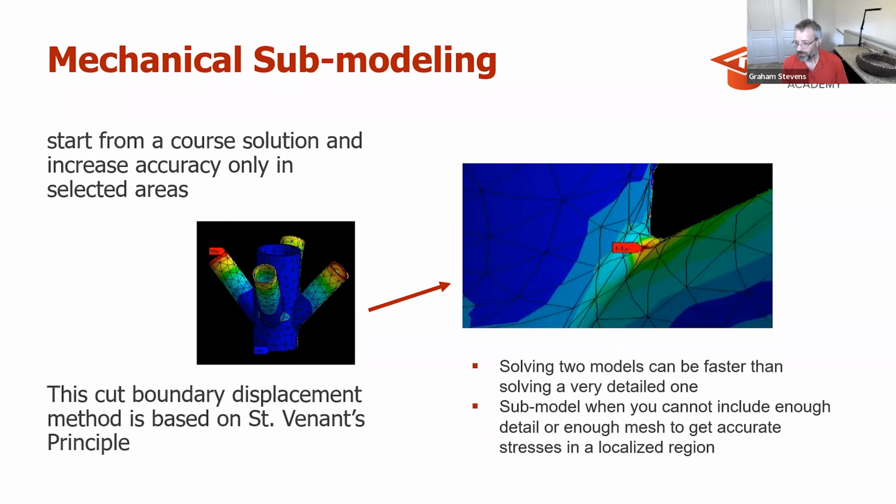And you want to submodel when you cannot include enough detail or enough mesh to get accurate stresses in a localized region, which is another use for submodeling. And as you dive into it, you'll discover how this works from a physics perspective. There's a cut boundary displacement method based on St. Venant's principle. So I encourage you to go find out more about that as well.